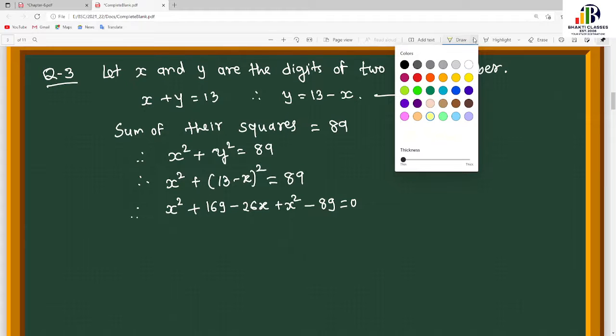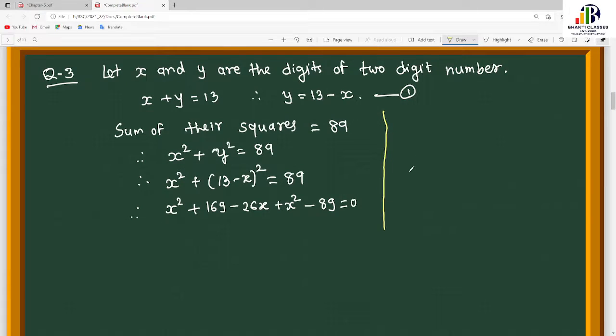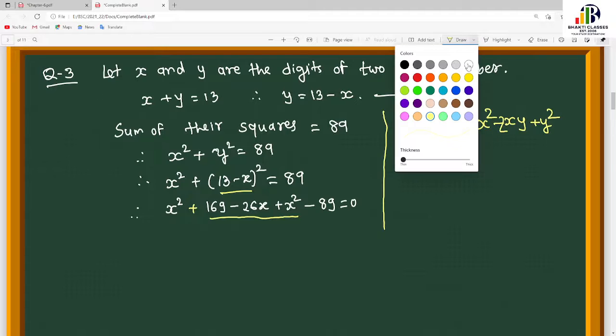Here I have done the expansion by using this formula, x minus y the whole square is equal to x square minus 2xy plus y square. This formula I have applied over here. Okay, understood? Yes sir. Now let us do the simplification over there.